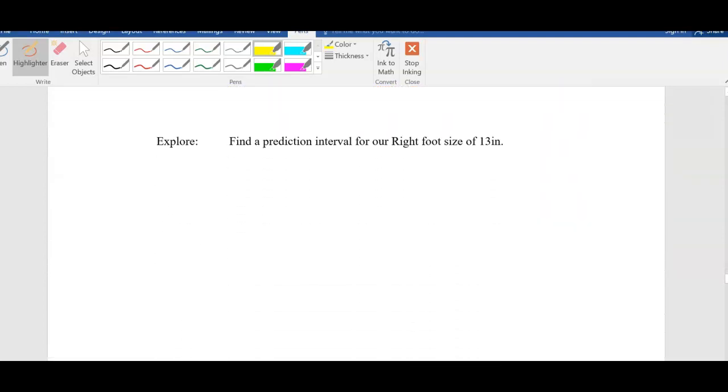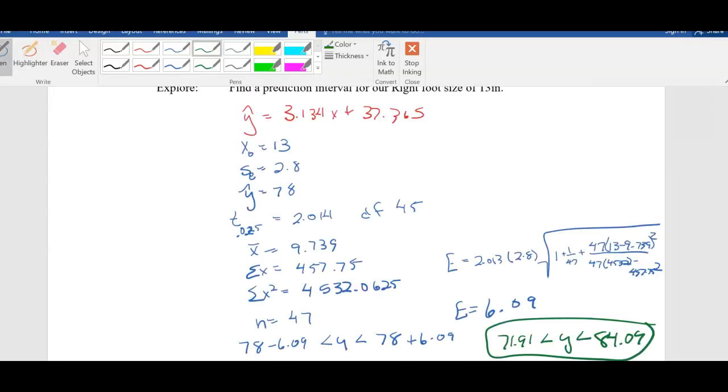All right, I would like you to do the prediction interval for the right foot size of 13. So pause and do your work. All right, I hope you did good. A lot of this we've already done before, so we already calculated our equation on the other page. We already knew we're doing 13 because that was given in the problem.